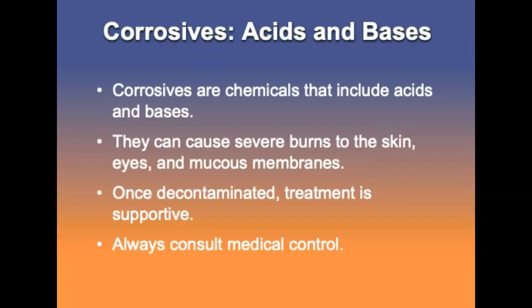Corrosives, acids and bases. So corrosives are chemicals that include both acids and bases, such as toilet bowl cleaner or lye or hydrochloric acid. Acids have a low pH and bases have a high pH. Substances with either high or low pH can cause severe burns to the skin, eyes, and mucous membranes.